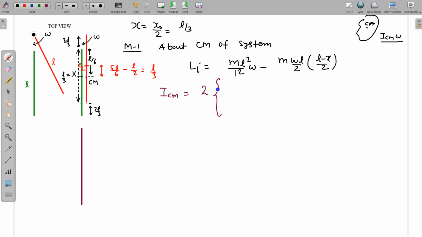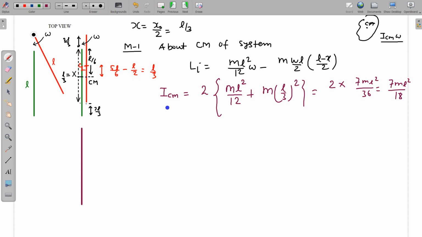So let us come to ICM. This ICM will be the moment of inertia of the red one about its own center of mass, which is ml square by 12. I am using the parallel axis theorem. So the moment of inertia of the red rod is ml square by 12 plus m into this distance square, that is m into L by 3 square. So this total moment of inertia is 2 into 7 ml square by 36, and this will be 7 ml square by 18. This is the total moment of inertia of this system.